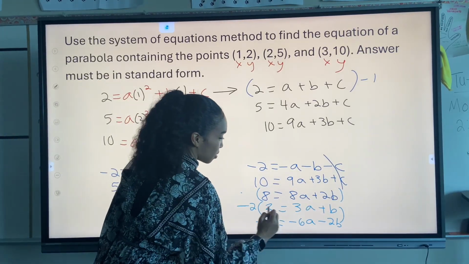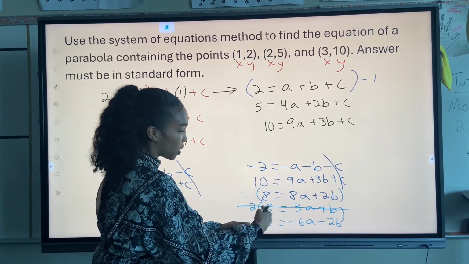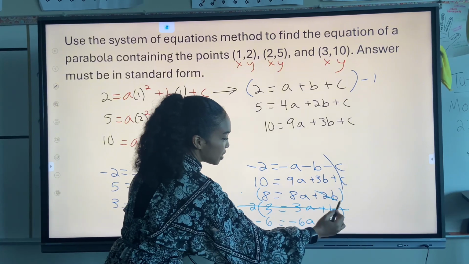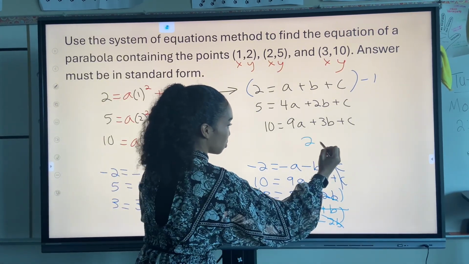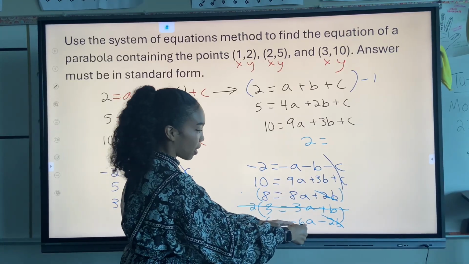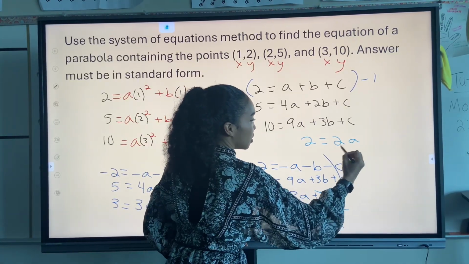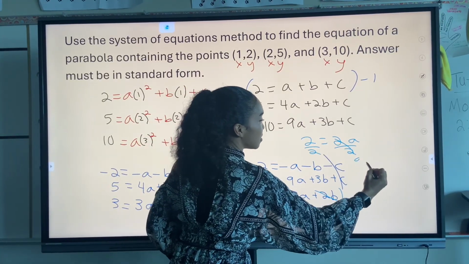So this is what I have now. I multiplied it by -2, so the b's cancel out. 8 minus 6 is 2. 8a minus 6a is 2a. Divide these both by 2. A is equal to 1.